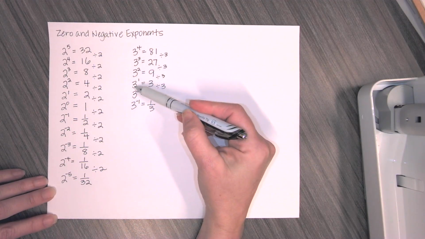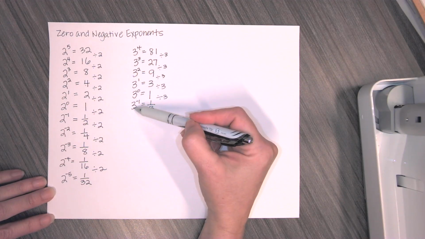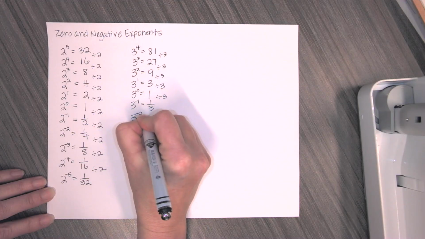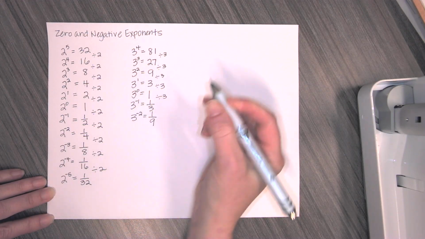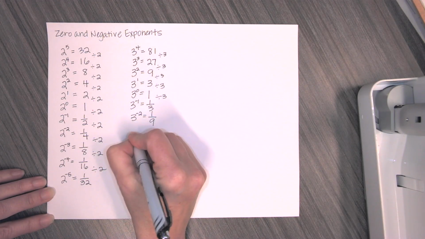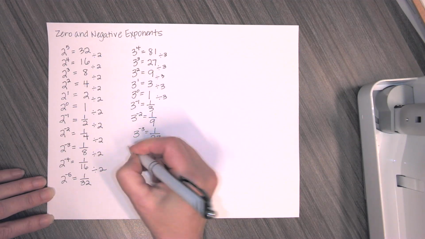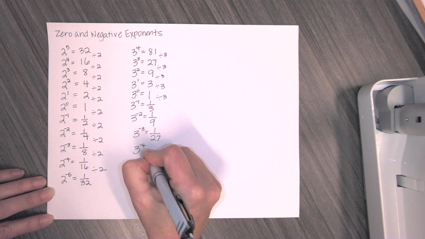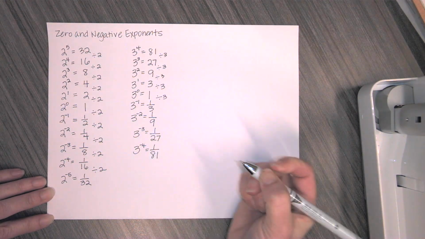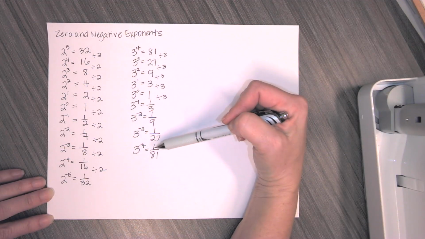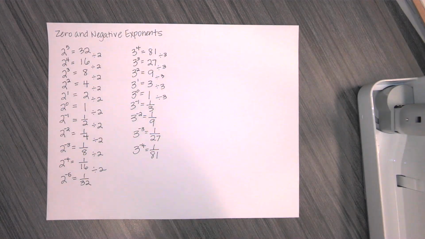Okay, so again, 3 to the 1st power is 3. 3 to the negative 1 is 1/3. 3 to the negative 2 will be 1/9. 3 to the negative 3 will be 1/27. And 3 to the negative 4 will be 1 over 81. Just like up here, 3 to the 4th is 81, so 3 to the negative 4th is 1 over 81. So that pattern continues, and we can do that with any number or variable.